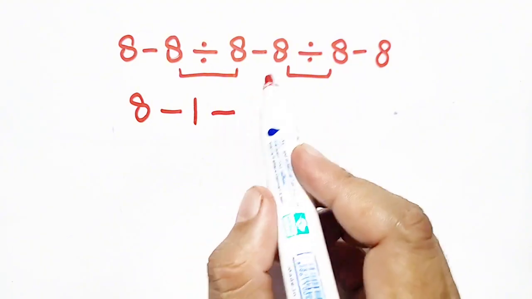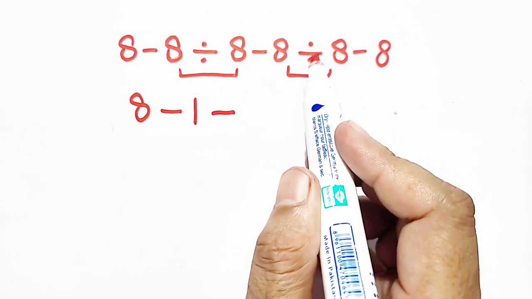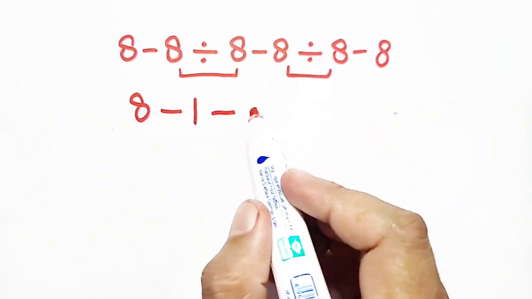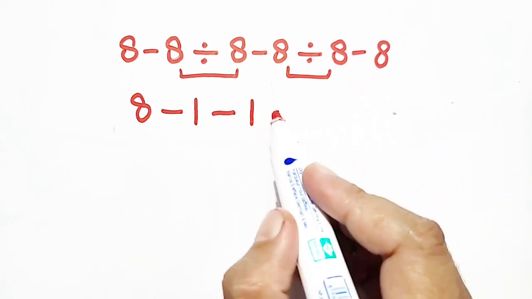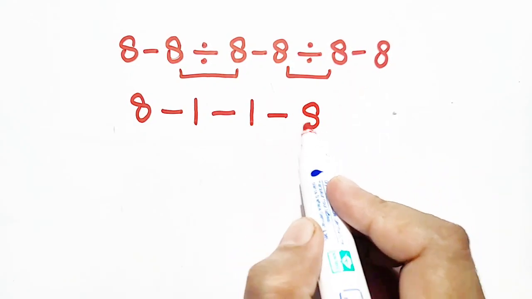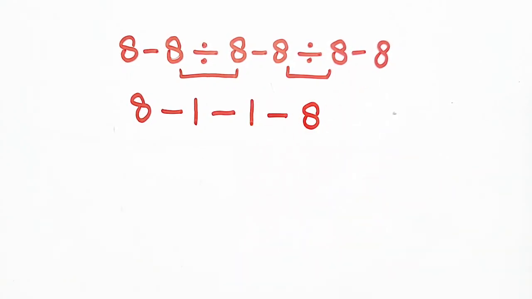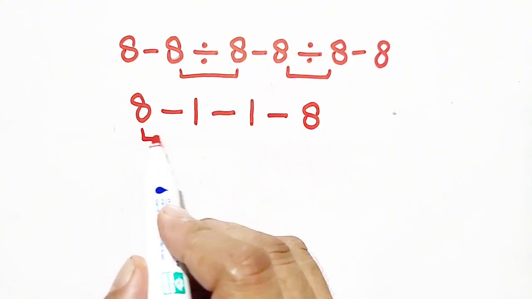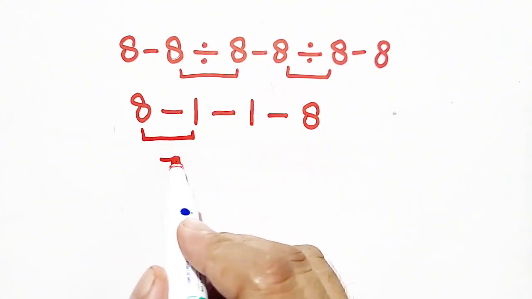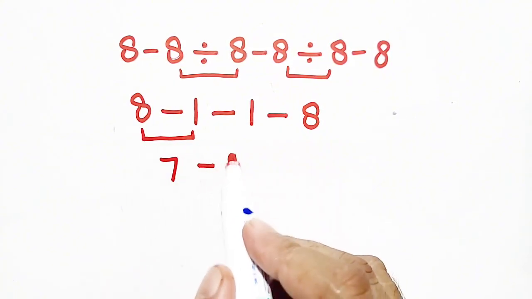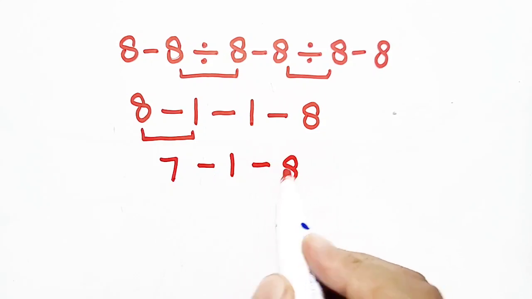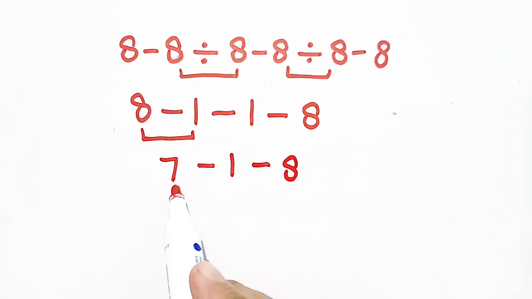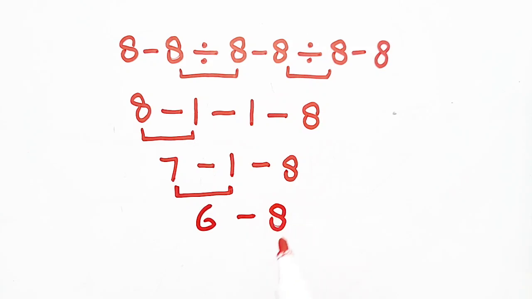Then minus 8 divided by 8 will be equal to 1, and here is minus 8. Now 8 minus 1 will be equal to 7, minus 1 minus 8. We have to move from left to right, so 7 minus 1 will be equal to 6 minus 8.